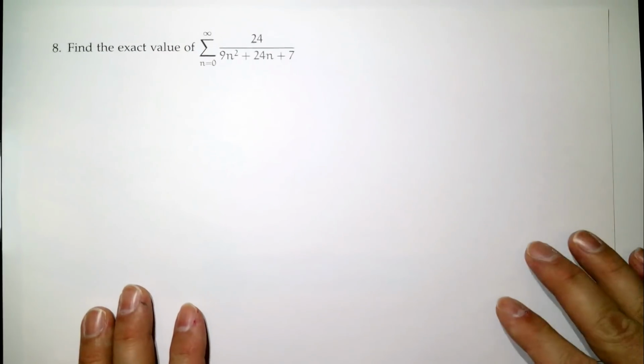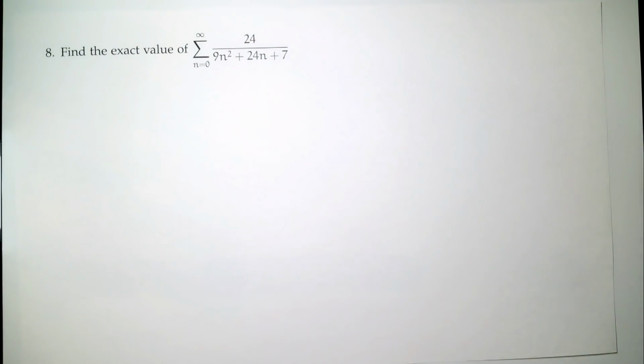All right, so here's another example of find the exact value. So here I have the exact value, summation 0 to infinity, 24 over 9n squared plus 24n plus 7. All right, well, it's an exact value. So we know it has to be something. Can this be geometric? No, it can't be geometric. There's nothing to the nth. Okay, so that's already knocked out. Does this look like any Taylor series that we know? No. So that's knocked out. So by process of elimination, we should be thinking telescoping.